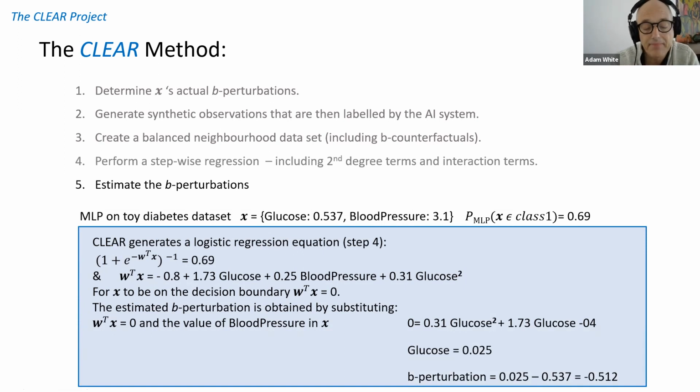Okay, then Clear measures the fidelity of its regression coefficients, and it does this by using the regression equation that it's generated to estimate the observation's B perturbations. Now, I don't have time to go through this calculation, but the general idea is that given the values of the features in the observation, the regression equation can be used to determine how much any particular feature needs to change in order to move the prediction to the decision boundary.